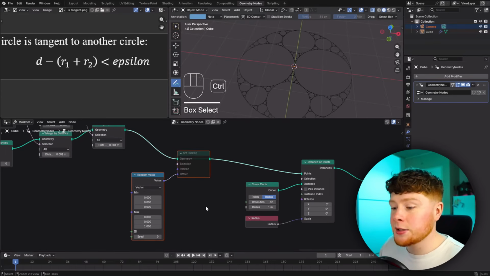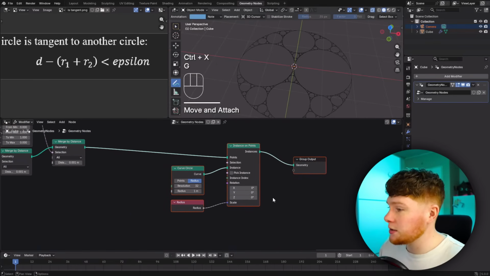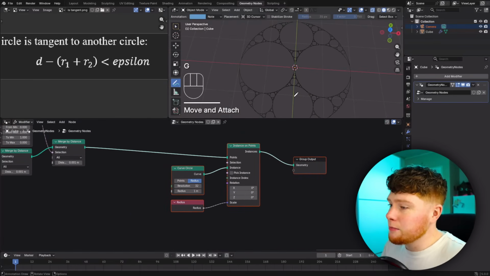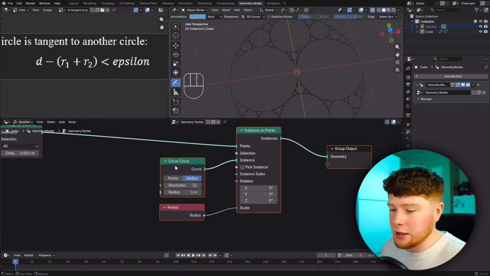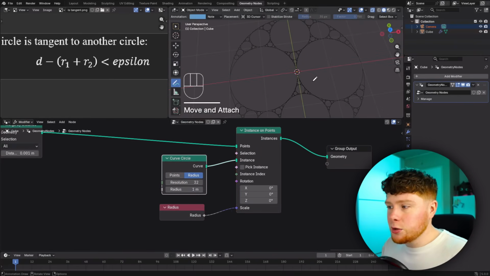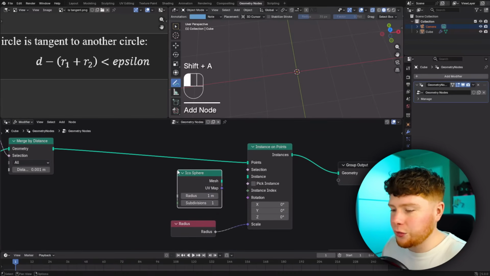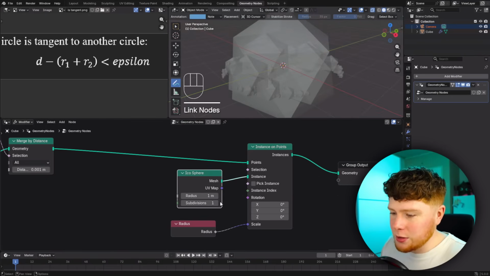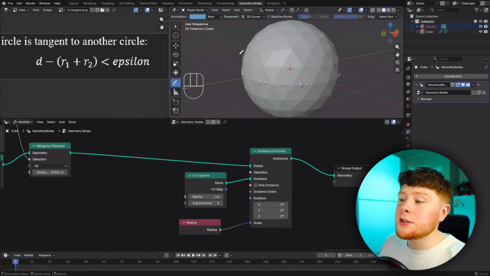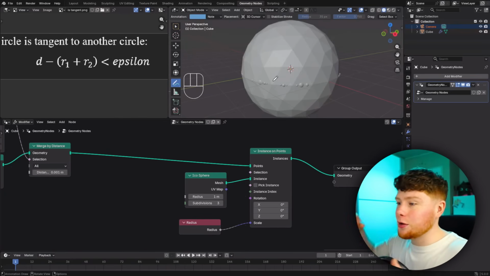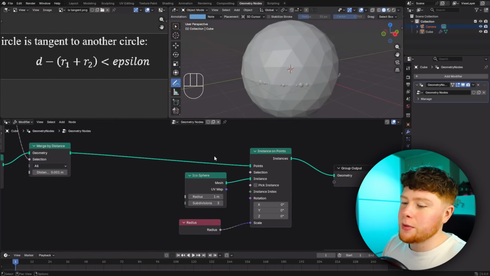Okay, the next thing that we're going to do is make this thing look more beautiful, because at the moment we are only instancing circles on this thing. But to be honest, we can instance anything we like on these points. So for example, if we do an icosphere and we connect that like so, and we set these subdivisions a little bit higher, then you see the icosphere is also instanced on the biggest circle, but that's not what we want.